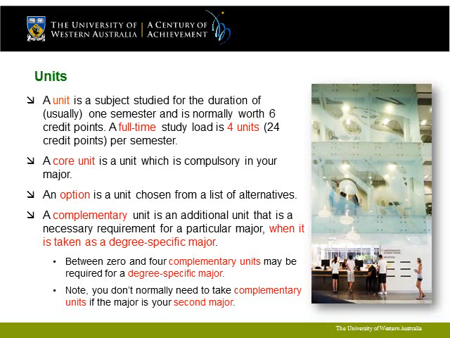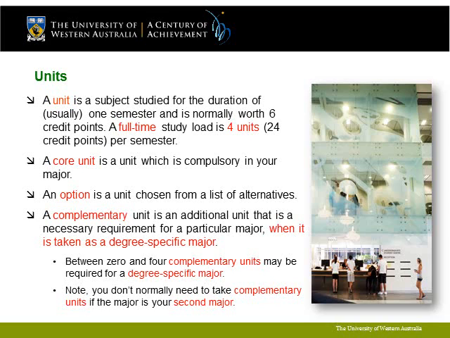A unit is a discrete component of study, normally representing 150 hours of student workload, including contact hours, personal study, and examinations. Units are normally worth 6 credit points and last 1 semester. A full-time study load is 4 units per semester. Per unit, you will be expected to invest approximately 10 hours a week. Half of these will be contact hours. The other half will be self-studying.